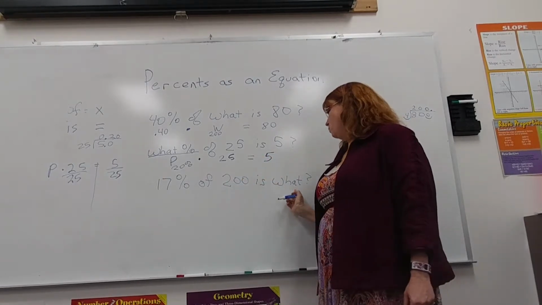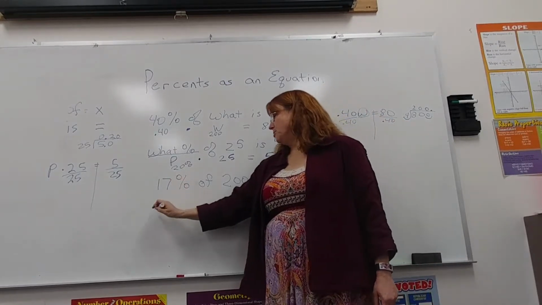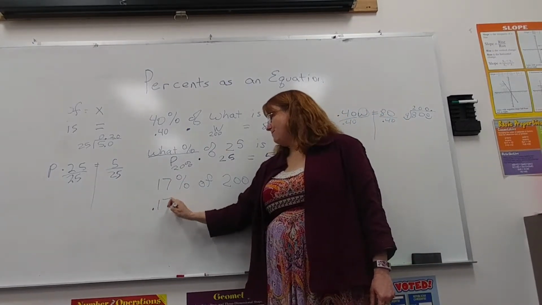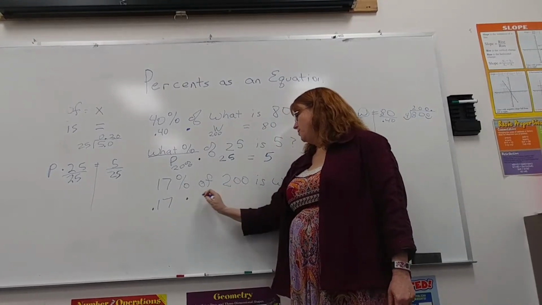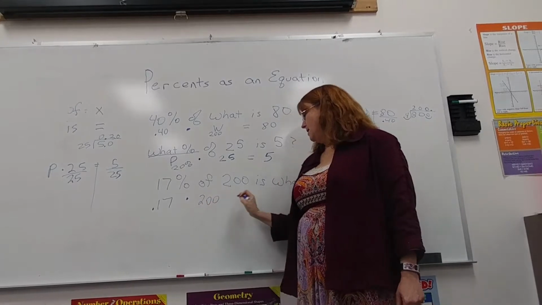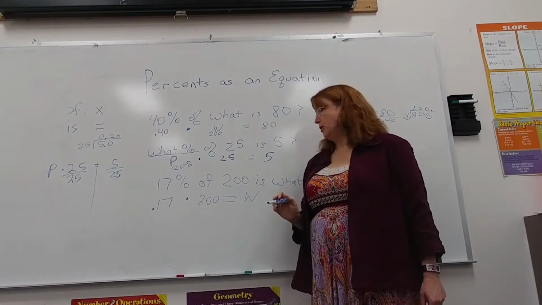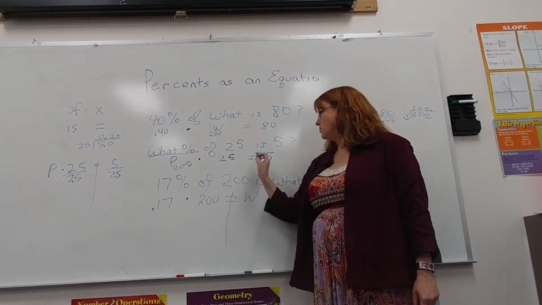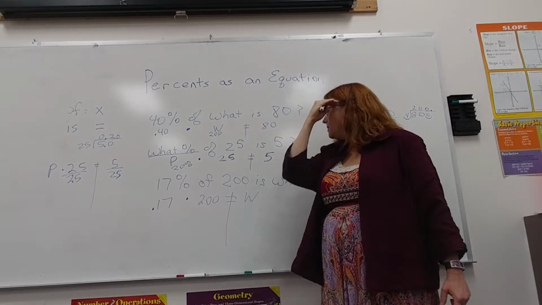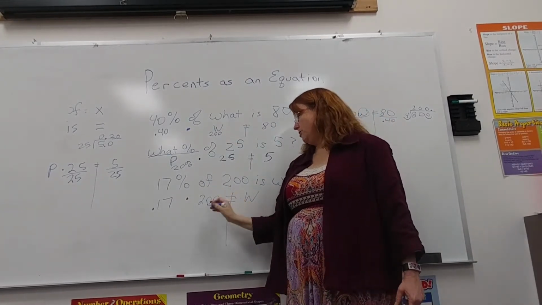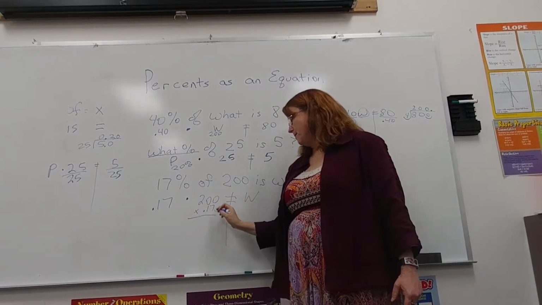17% of 200 is what? They're not always pretty numbers like 25 and 40. 17%, we write 0.17. Of means times 200. Is means equal. What? I don't know. That's my unknown. I draw a line down my equal sign on all of these, because this is this side of the problem, this is this side of the problem. So over here, I'm going to take 200 times 0.17, so I'm just going to put that down there to do my math quickly and easily.